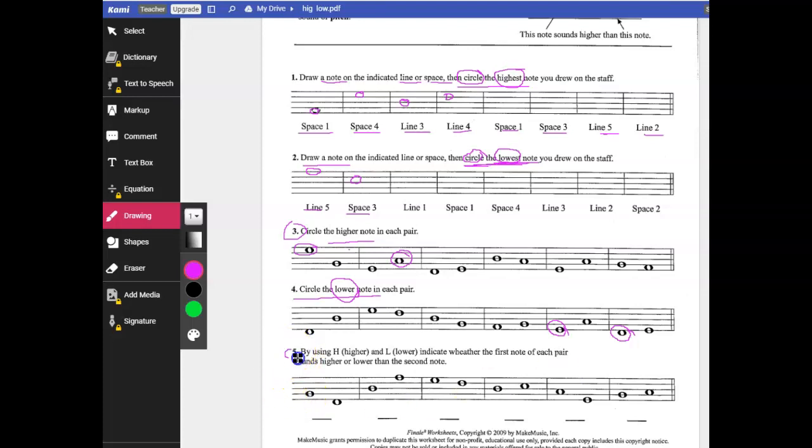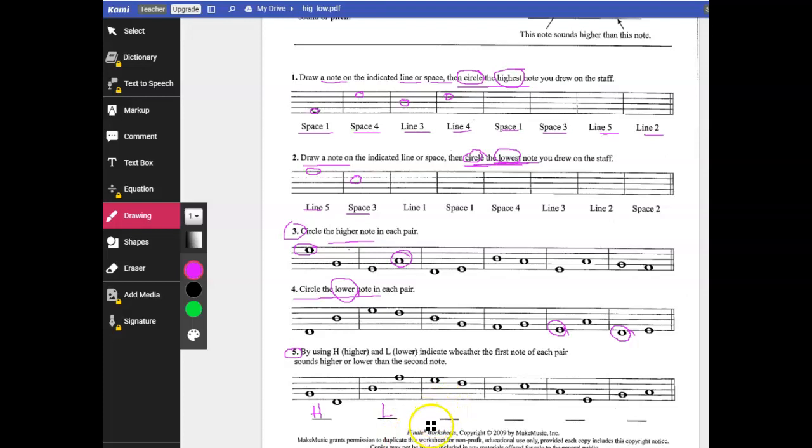Now number 5 is going to do what number 3 and 4 did, but you're just going to say whether the first note is higher or lower than the second note. On this one, you can see that the second note is lower, so that would mean that the first note is higher. You indicate that by putting an H on the line. On the second pair here, we have a low note, then a high note. So this is actually going to be a low.